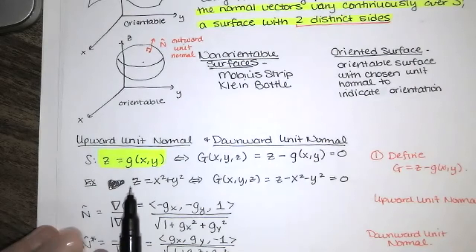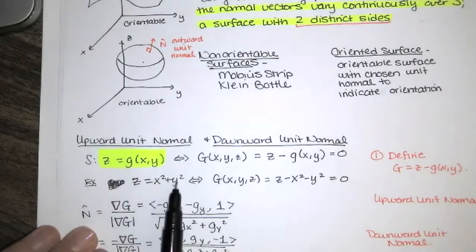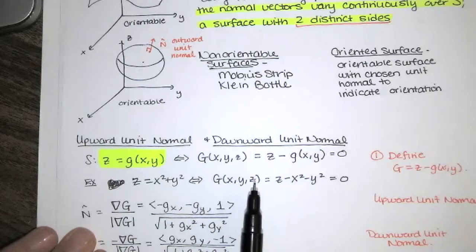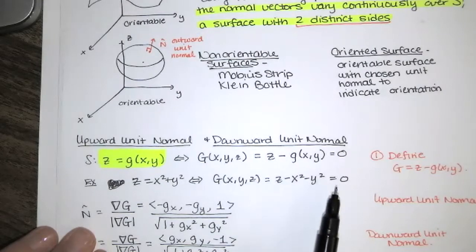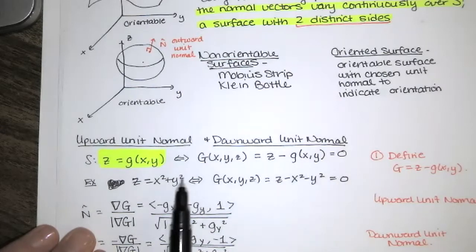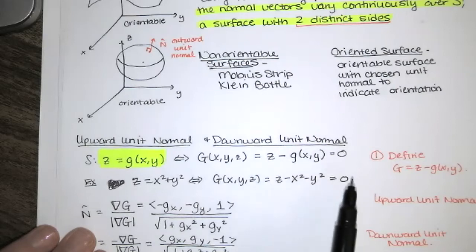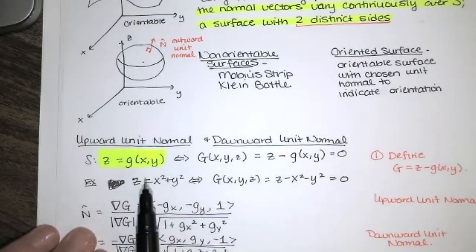Let me give you a concrete example. If z is equal to x squared plus y squared, and I subtract x squared plus y squared from both sides, I get capital G of x, y, and z is z minus x squared minus y squared, and that equals 0. This equation is equivalent to that equation, but this equation is in the right form to find a normal vector to the surface.